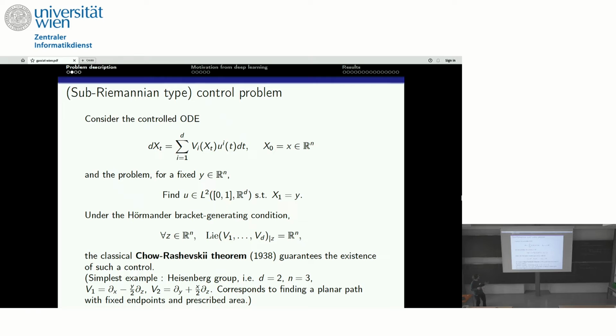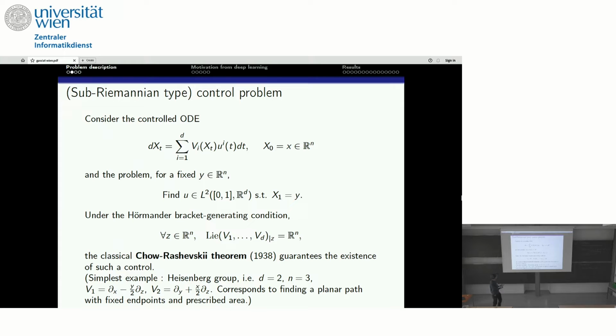Okay, so let me start with describing the problem that we're looking at. It's very simple, very classical deterministic control. We start from a point X in R^n, and we want to move it to a point Y, also in R^n. We have a constraint that we can only move in D directions, which are given by V1 to VD. So we have D vector fields, and at each step, we can only move in some linear combination of these vector fields.